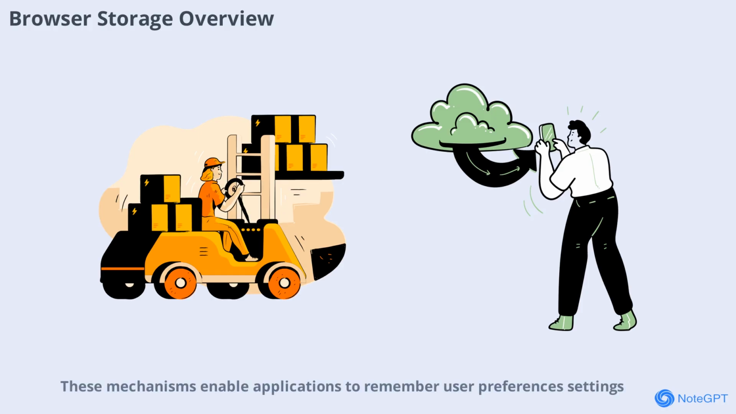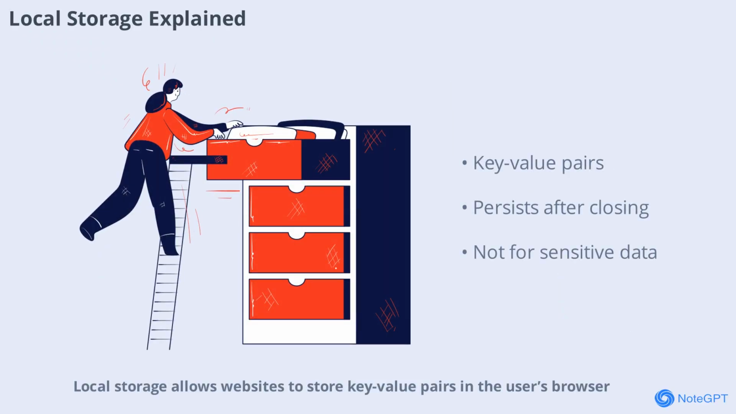These mechanisms enable applications to remember user preferences, settings, or temporary data, enhancing user experience and performance. Let's explore how local storage and session storage differ and when to use each. Local storage allows websites to store key-value pairs in the user's browser, with a capacity of up to 5 MB or 10 MB depending on the browser. Data persists even after the browser or tab is closed, making it ideal for long-term storage of preferences or settings.